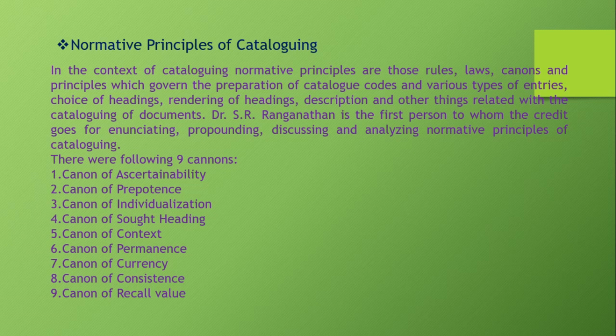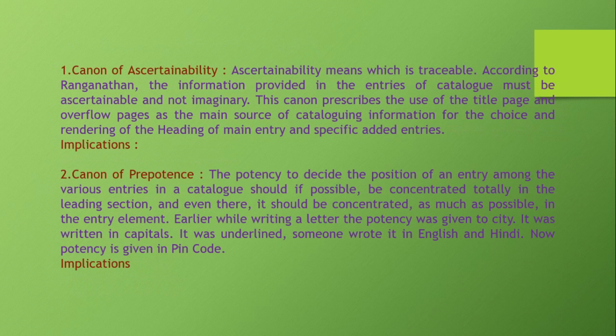Dr. S.R. Ranganathan is the first person to whom the credit goes for enunciating, propounding, discussing, and analyzing normative principles for cataloging. There are the following 9 canons: Canon of Ascertainability, Canon of Proportions, Canon of Individualization, Canon of Short Heading, Canon of Context, Canon of Permanence, Canon of Currency, Canon of Consistence, and Canon of Recall Value. Now, Canon of Ascertainability.